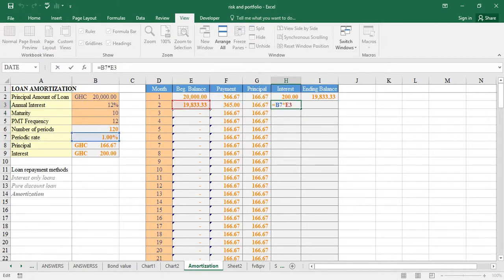If that is the case, then we have to lock the B7 cell, which is the periodic rate, with the help of F4 or the dollar sign. Okay, so that is it. Then you just drag it.